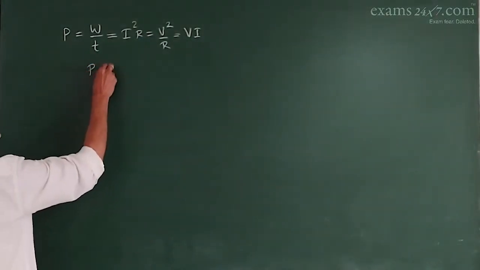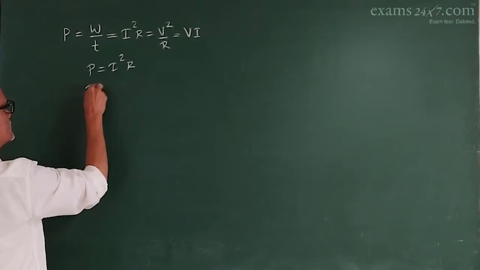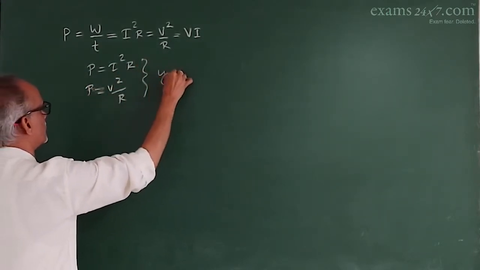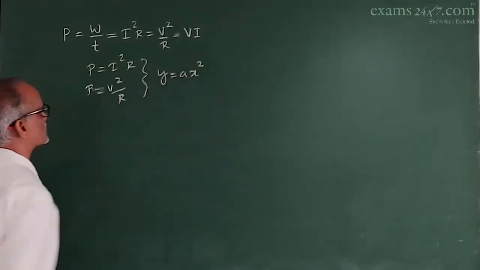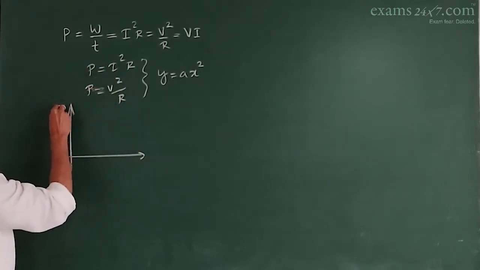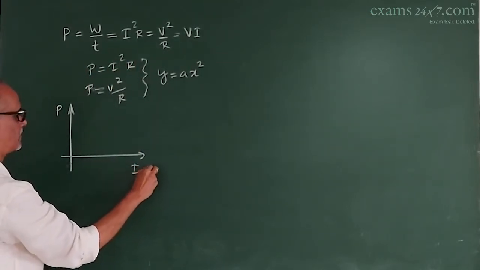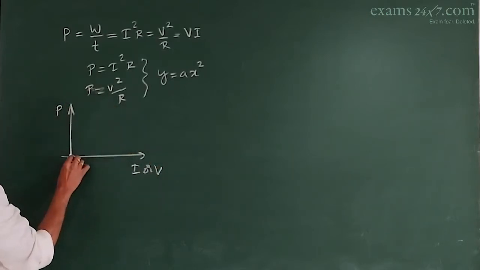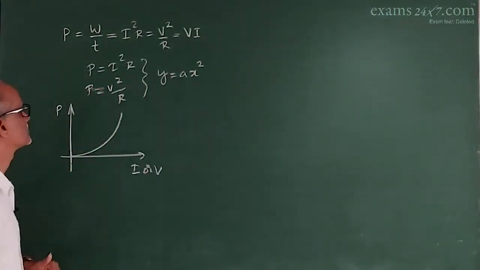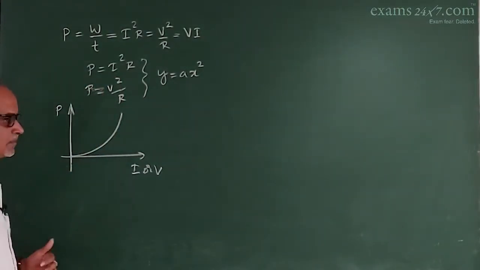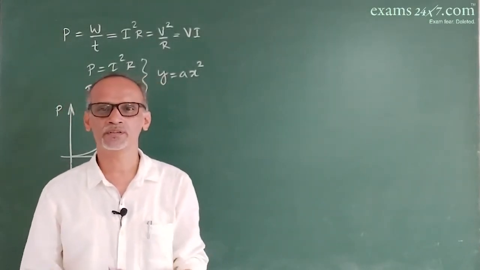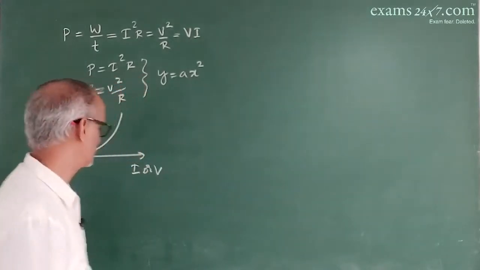Again, these two equations, P is equal to I square R and P is equal to V square by R, are of the form y is equal to a x square. Therefore the graph for both P versus I or P versus V is a parabola symmetric about the y-axis.